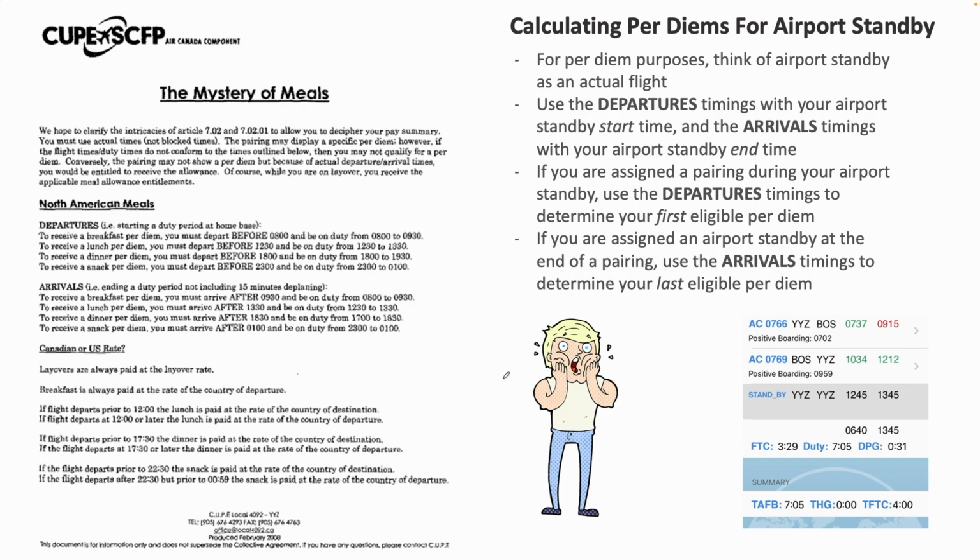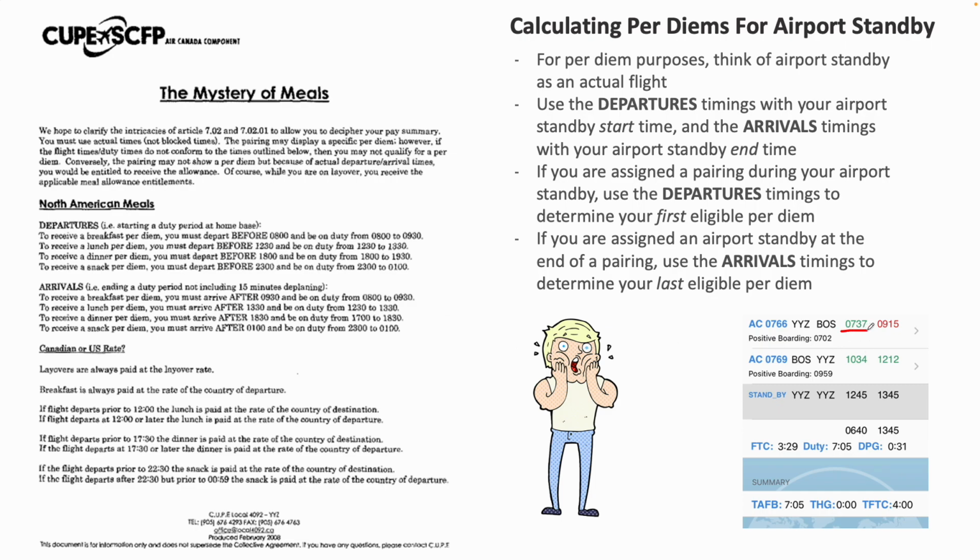Now, what about standby that we do after arrival back at home base? So in this case, I was assigned a 1-hour standby from 12:45 p.m. to 1:45 p.m. in Toronto, and that was following a Boston turn. As with anything else, this airport standby counts as a flight for the purpose of meal allowances. So let's figure out our first meal allowance.